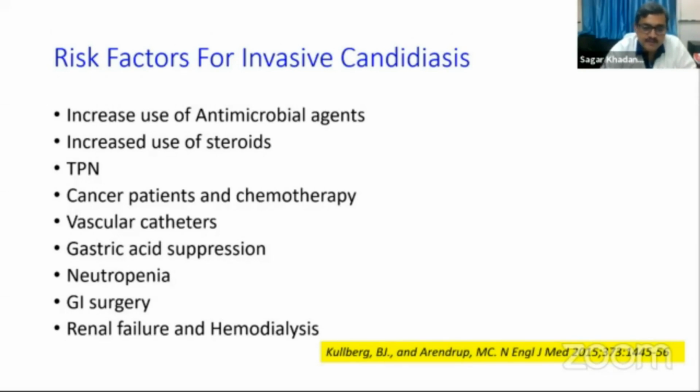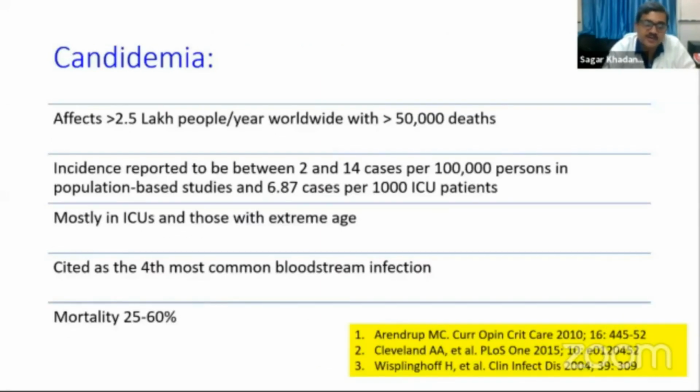Patients having neutropenia, patients who have just completed GI surgery, and those with renal failure on hemodialysis are mostly exposed to candidemia, and they can develop candidiasis. Candidemia affects around 2.5 lakh people a year with 50,000 deaths, mostly in the ICU, and it has been cited as the fourth most common bloodstream infection.